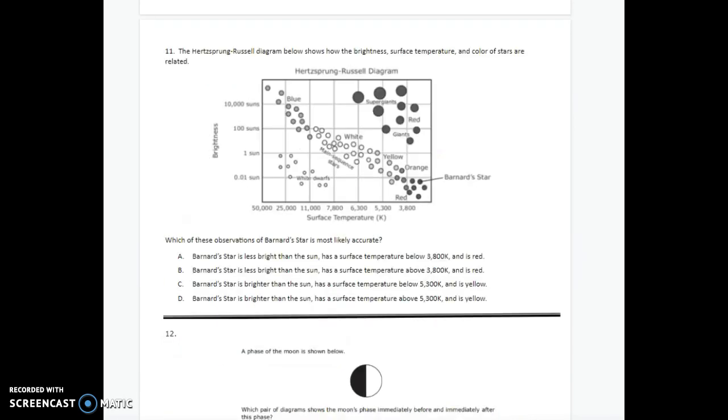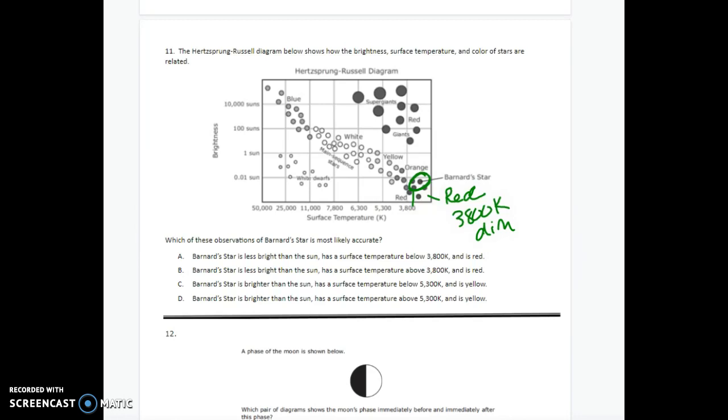Number 11, the HR diagram, or Hertzsprung-Russell diagram below, shows the brightness, surface temperature, and color of the stars. Which of these observations of Barnard's star is most accurate? So the first thing we're going to do is find Barnard's star. We know that it is red. We know that its temperature is going to be around 3,800 Kelvin. We know that it is a very dim star because it is very low.